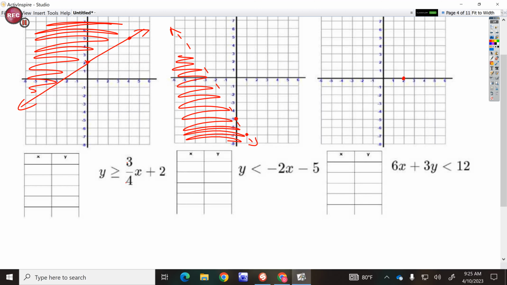All right, last one. If I cover the y, I can find my x-intercept. Because covering the y is the same as plugging in what for y?